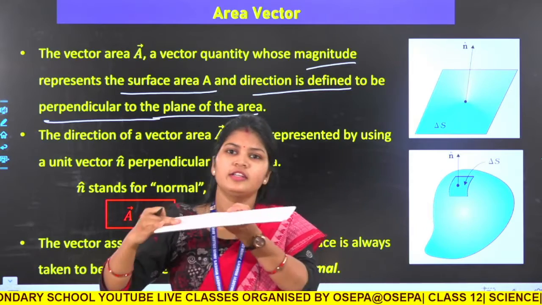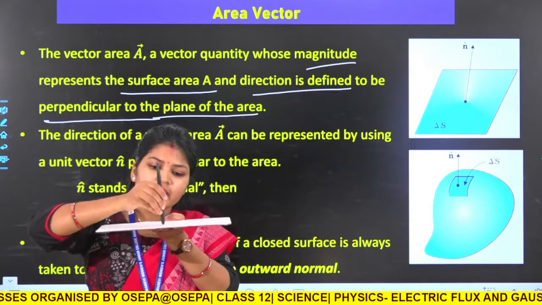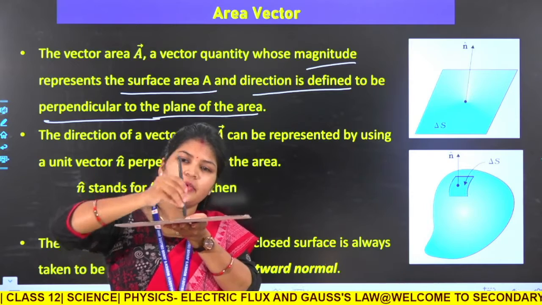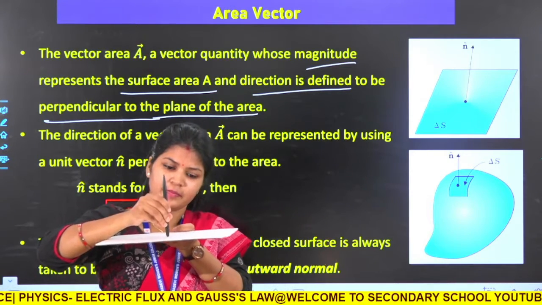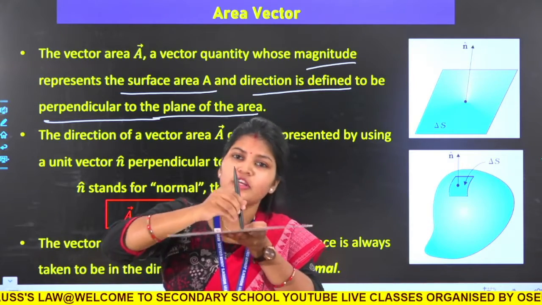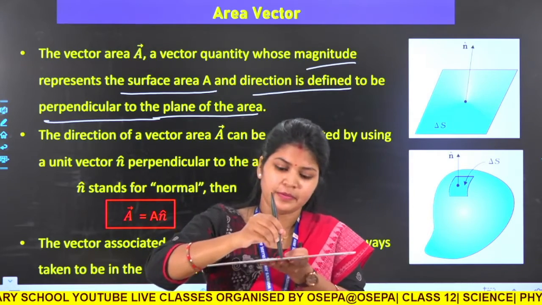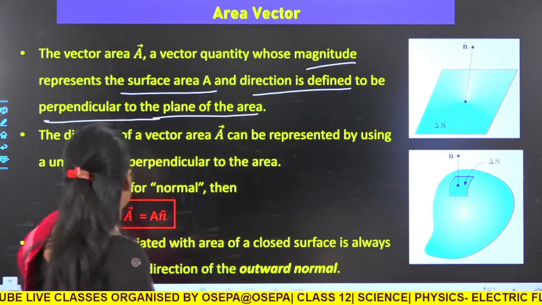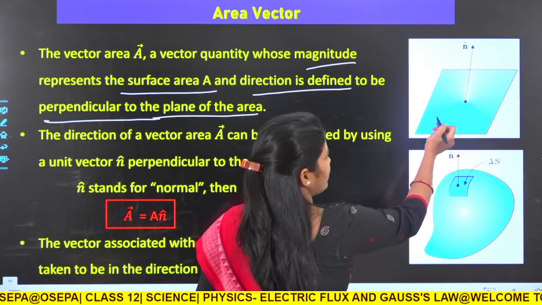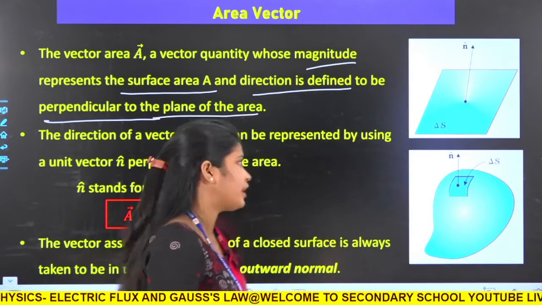Suppose this is the surface area. Then the direction of the area vector is perpendicular to the plane of the surface. This is the plane surface. So perpendicular to the plane of the surface shows the direction of the area vector. See this figure, we can also denote delta A as delta S.